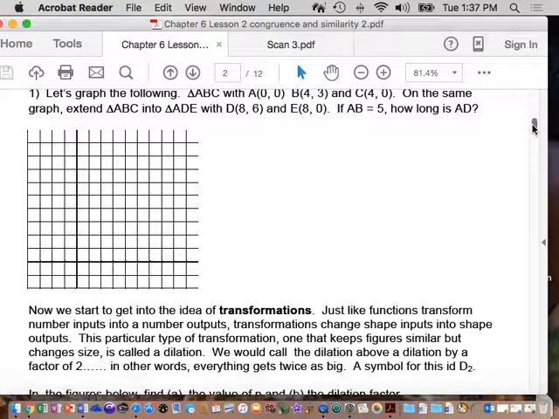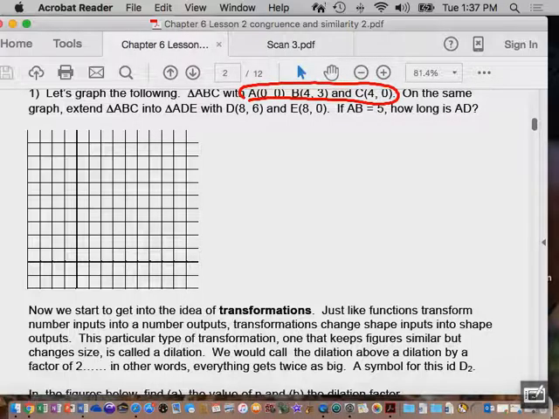Now, let's graph the following. So everybody graph this triangle right here on your paper. Just so you know, do you have a line down the middle of yours? So what you want to do is put a line down the middle. Sometimes it comes out, sometimes it doesn't. Go ahead. Graph that triangle. I'll give you less than a minute to do that.